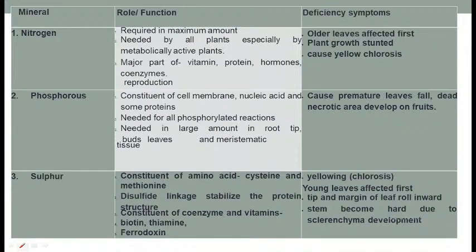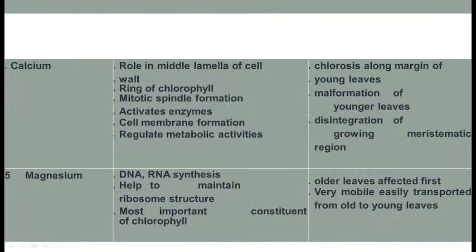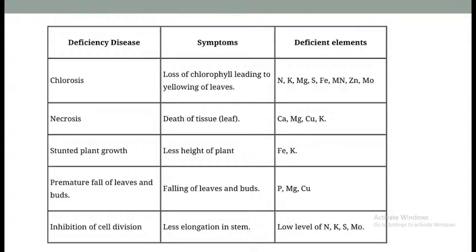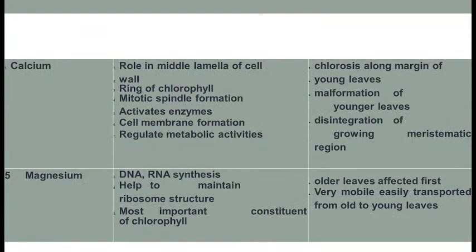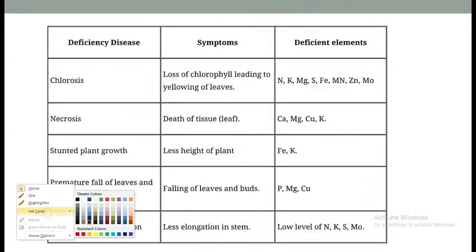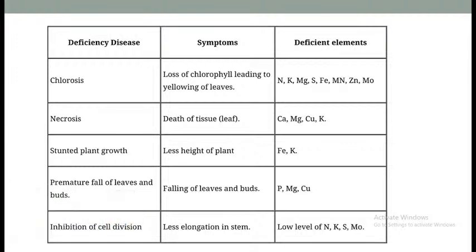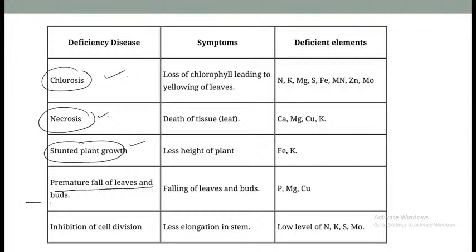Now we have done nitrogen, phosphorus, sulfur, and calcium and magnesium also. Yes, we have done all of these. Now look over here, talking about the deficiency diseases. So you have chlorosis, like all of these are very prominent or repeatedly asked diseases in the examination. That's the reason why I have added this. So you have chlorosis, then you have necrosis, then stunted plant growth, then premature falling of leaves and buds, and the last one is inhibition of cell division.